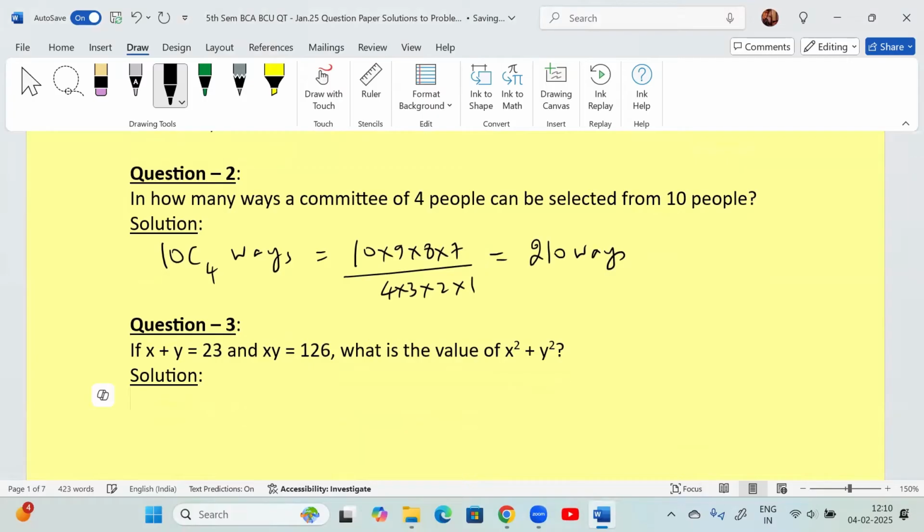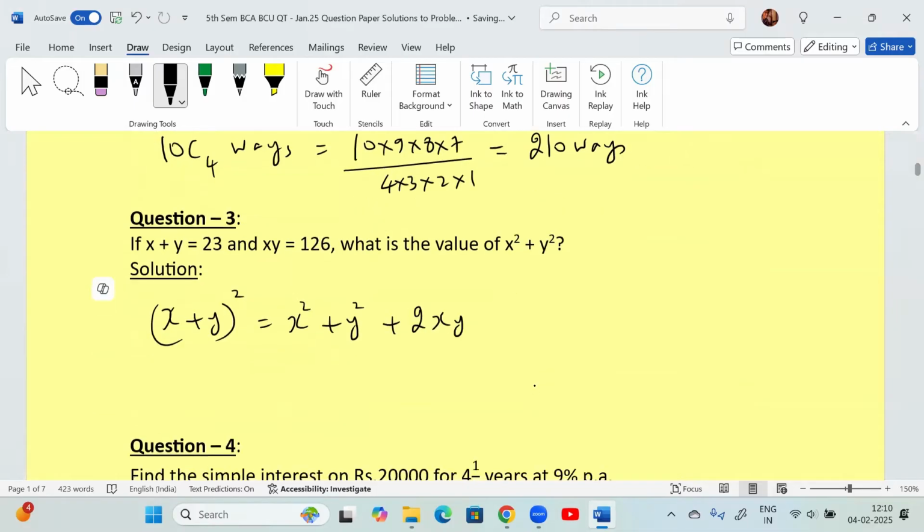Question 3. If x plus y equal to 23 and xy equal to 126, what is the value of x square plus y square? We know x plus y the whole square will be x square plus y square plus 2xy, which means this implies that x square plus y square should be x plus y the whole square minus 2 times xy.